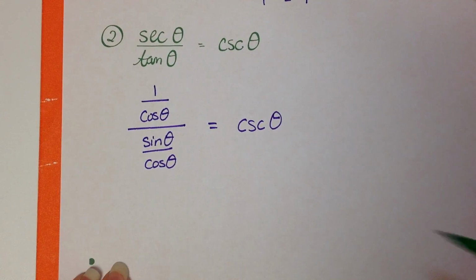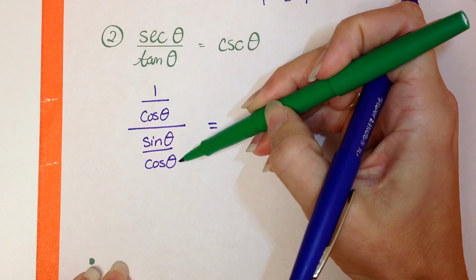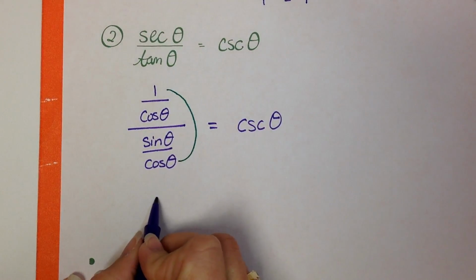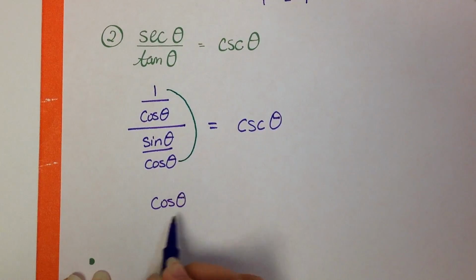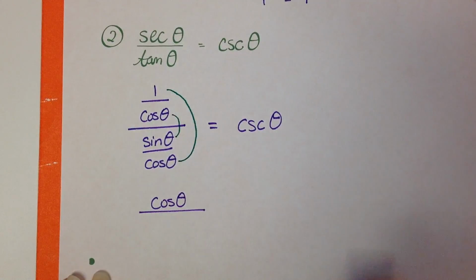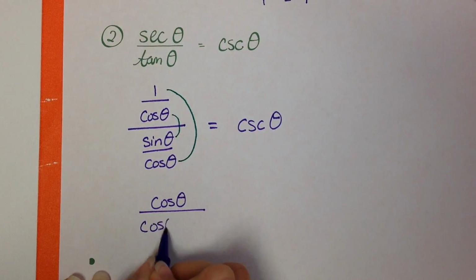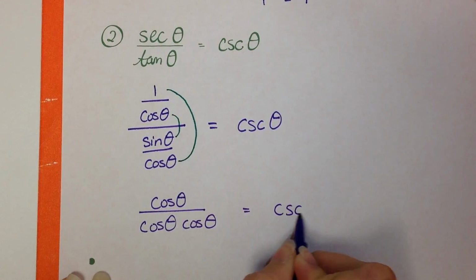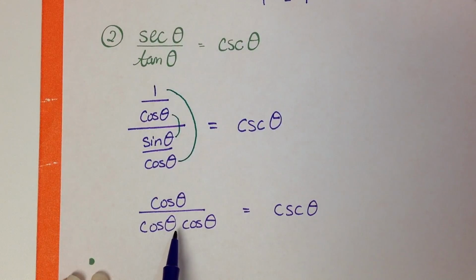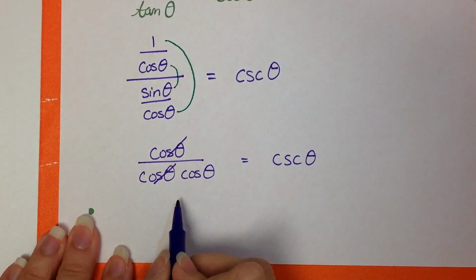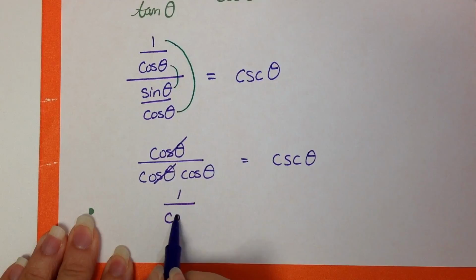Alright, so let's use that simplifying that I had used earlier. So I would do the very top times the very bottom. So 1 times cosine is cosine. And then when I multiply what I have in the middle, that would give me cosine times sine. Okay, so next step of simplifying here would be to cancel out your cosines. So you're left with just an understood 1 on the top. So I have 1 over cosine.